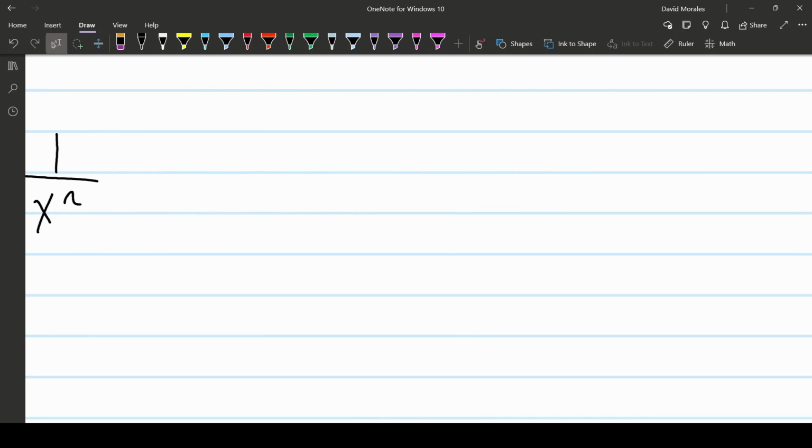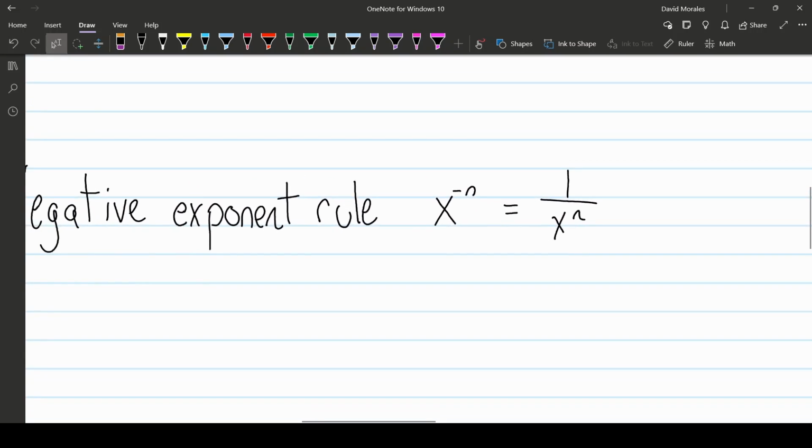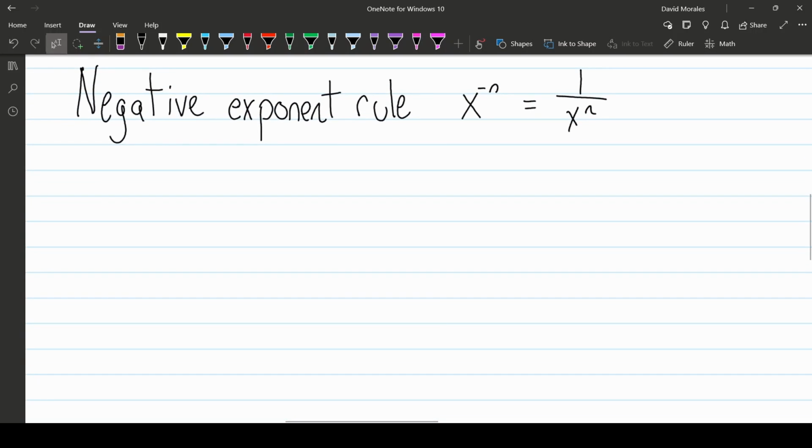Okay. Say, how does this work? We're going to use the quotient rule to explain the negative exponent rule. So if I had, for example, 3 to the second divided by 3 to the sixth, and I were to expand this, well, before we expand it, this would be essentially 3 to the second minus 6, which is 3 to the negative 4.